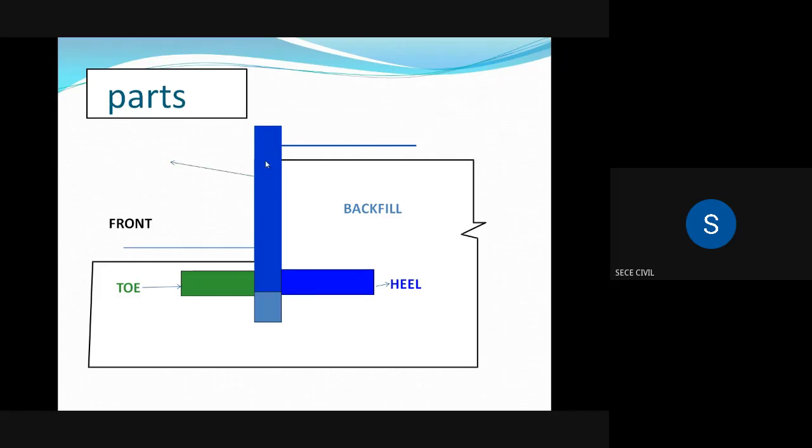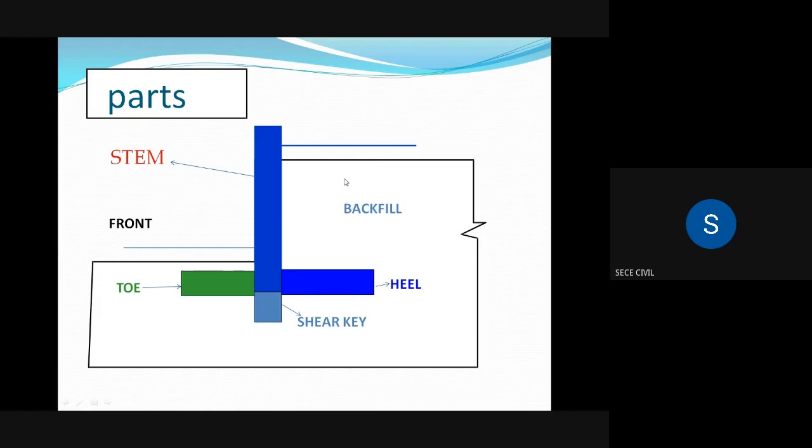The largest structure in the retaining wall is termed the stem, and this portion is termed the shear key. Some retaining walls have a shear key and some don't. If we provide a shear key in the retaining wall, it has advantages: it resists the retaining wall against overturning. If we don't provide a shear key, overturning may occur easily. So these are the components of the retaining wall.